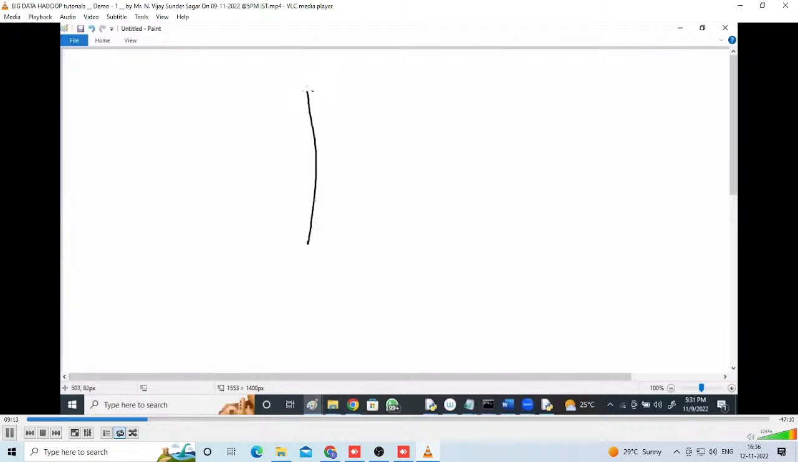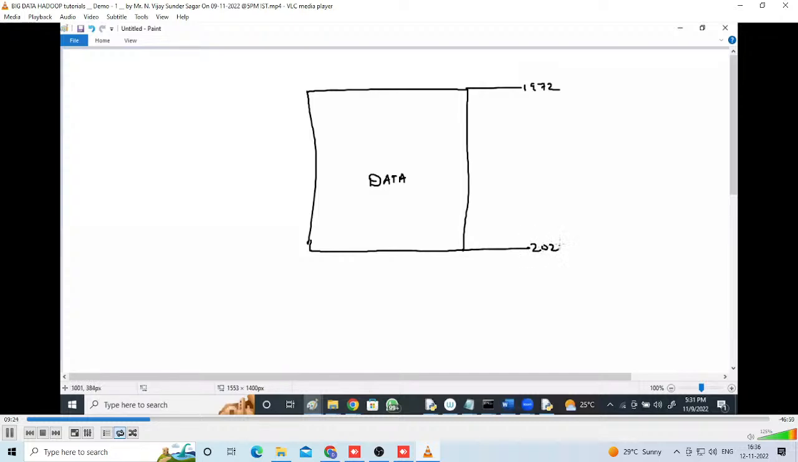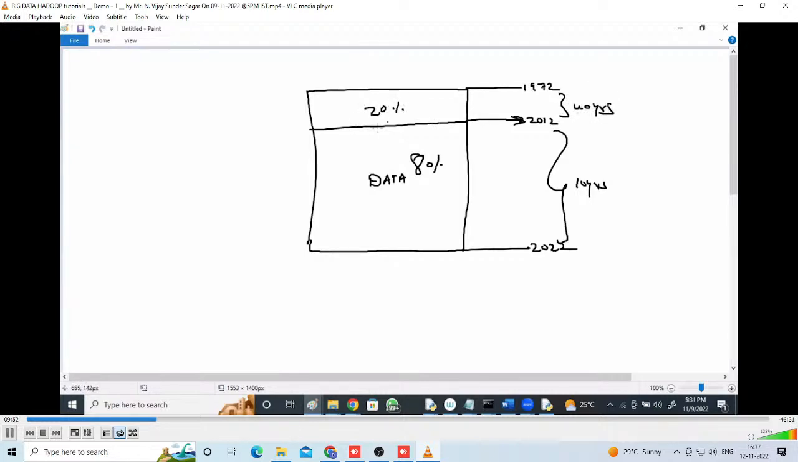Assume this is your data which got generated in the last 50 years, 1972 to 2022. If you observe this, 1972 to 2012, and 2012 to 2022, the last 10 years of data. Nearly 80% of the data has been generated in the last 10 to 15 years, and in the previous 40 years, only 20% of data. It's very little data.